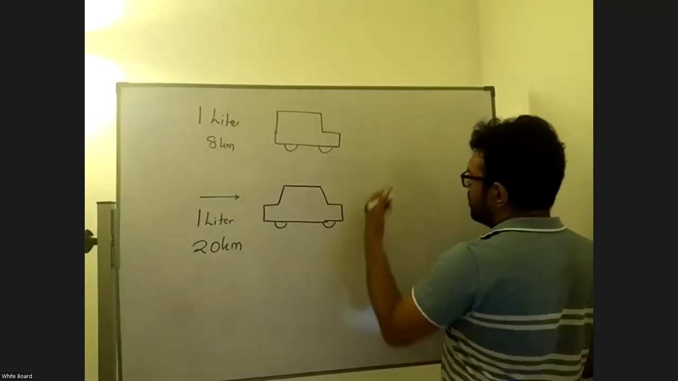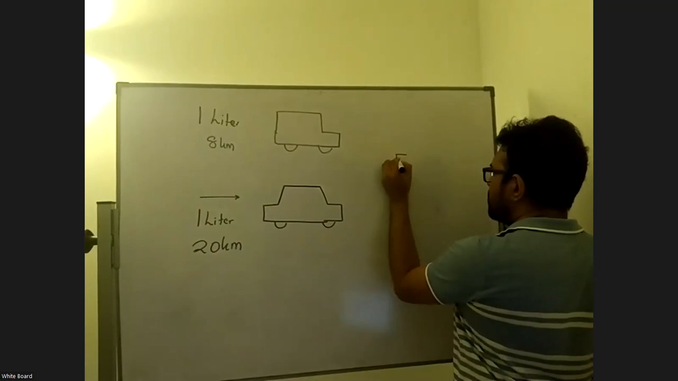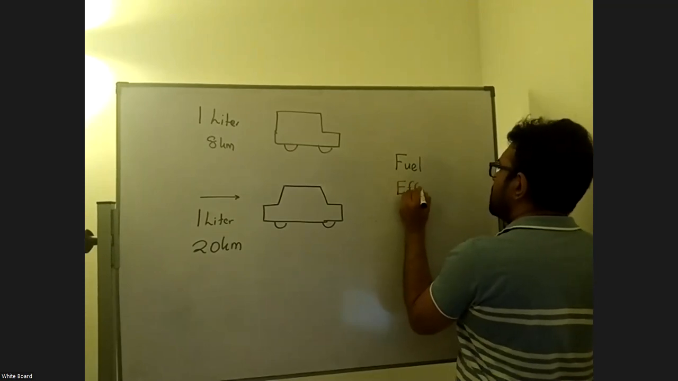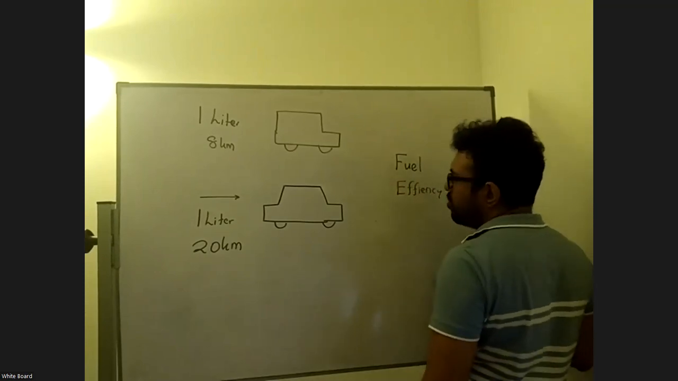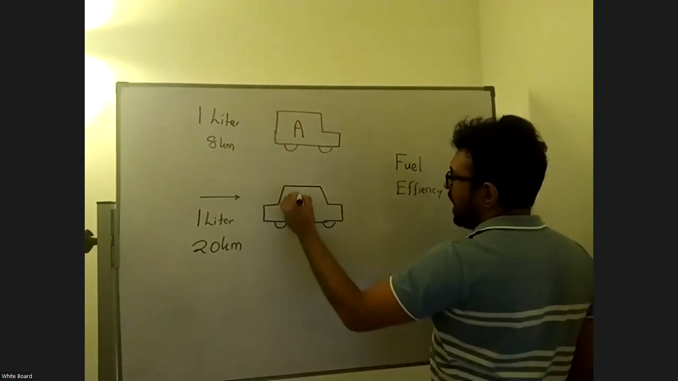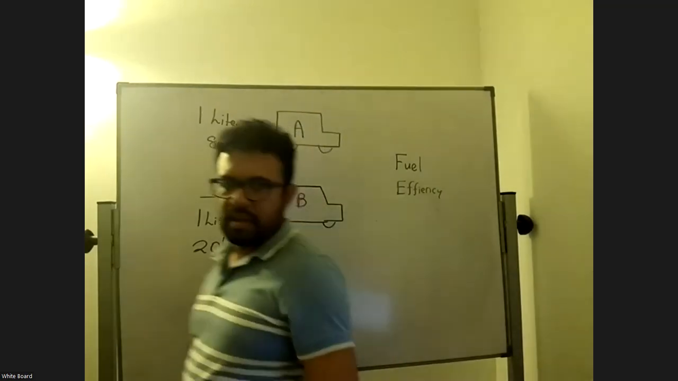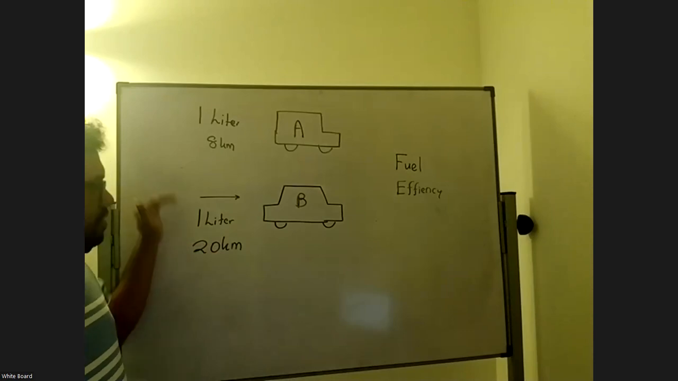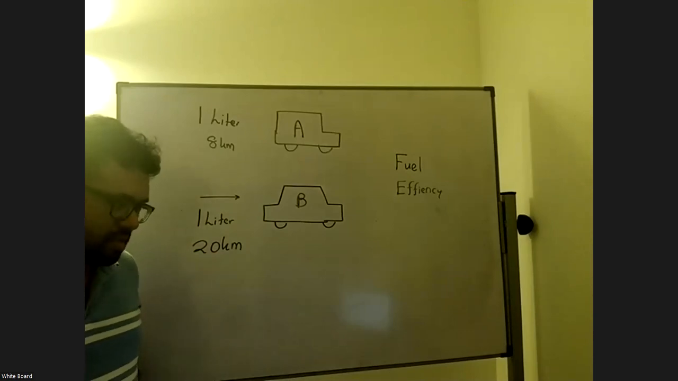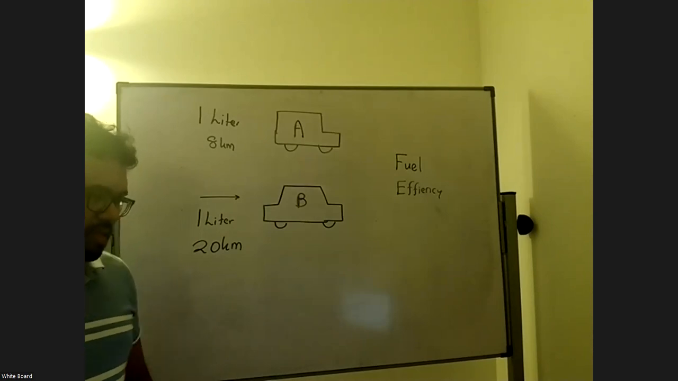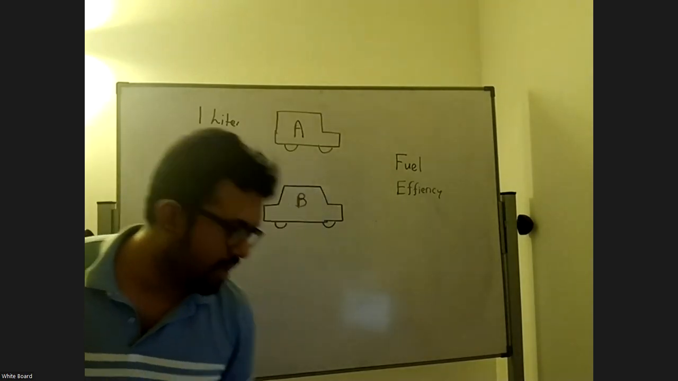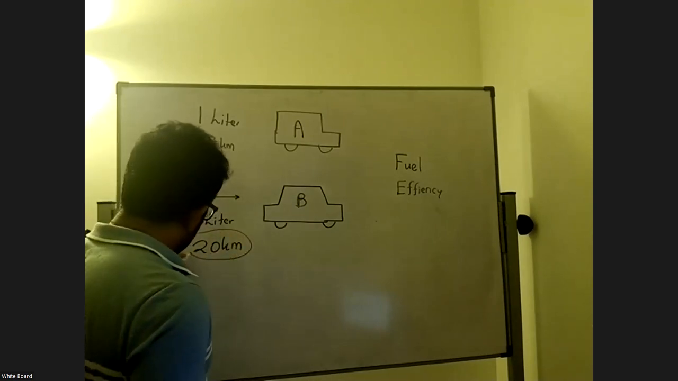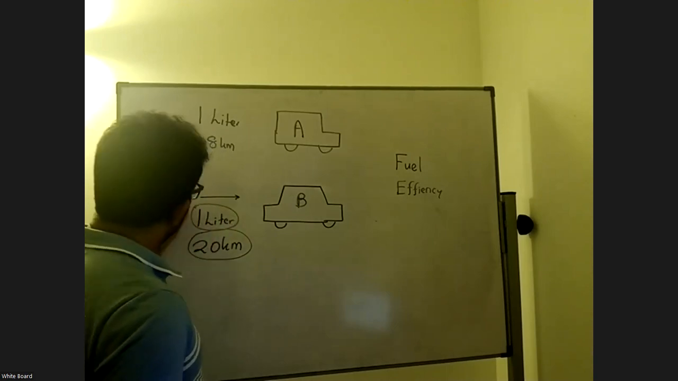Now there's a concept called efficiency. So this is what we call fuel efficiency. At this moment, we can talk about fuel efficiency. What is more fuel efficient out of A and B? If you take these two, this or this. Yes, B. B is more fuel efficient because it is running more kilometers from less fuel than this.